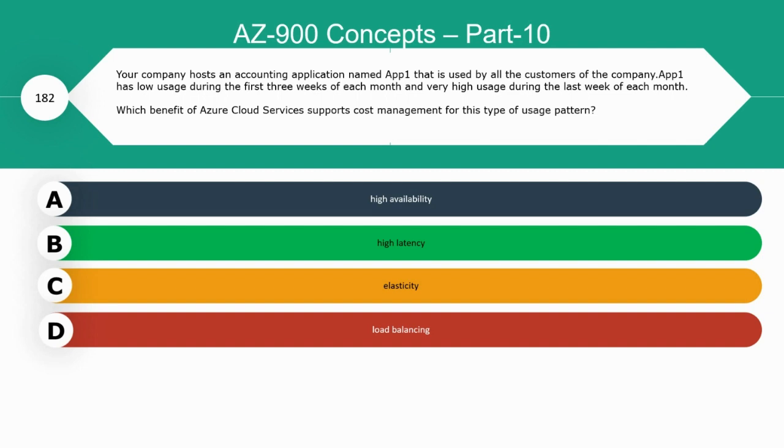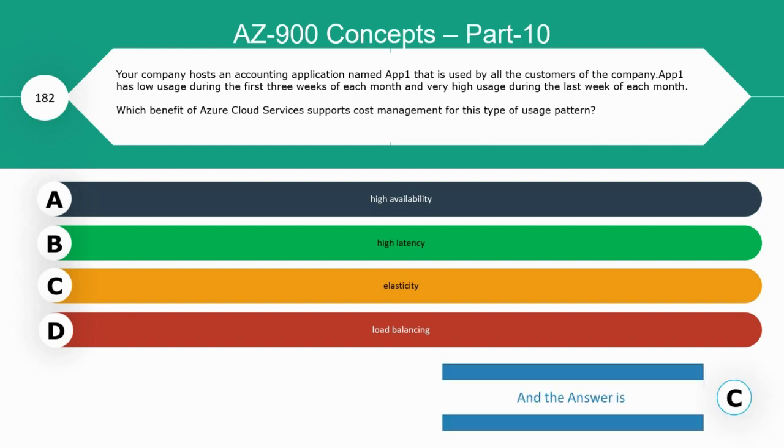The right answer for this question is option C, that is elasticity. Elasticity in this case is the ability to provide additional compute resources whenever needed, and it reduces the compute resources when they are not needed to reduce the cost. And so, elasticity is the right answer. And also note that auto scaling is an example of elasticity, and you should take care of that term also.